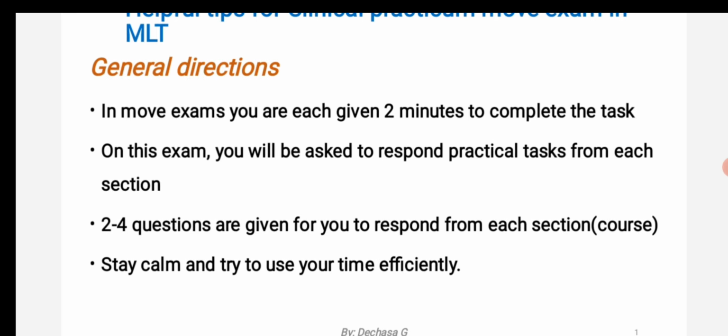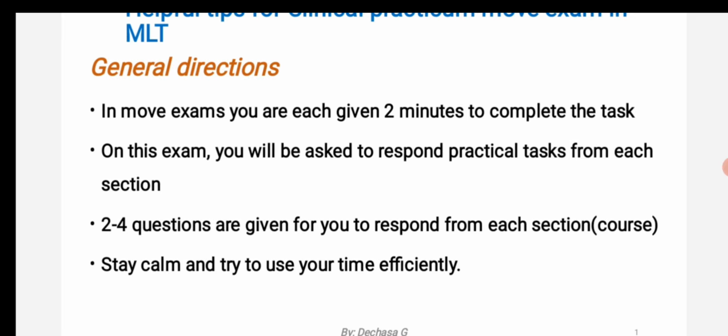As a general direction, for each exam in every section, we are given usually 2 minutes. So we have to manage our time. The second thing is, from each section we will usually be asked the practical part.